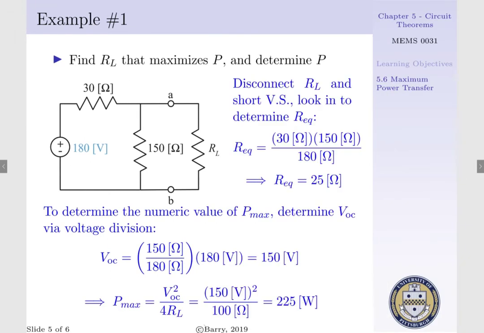Lastly, to determine our maximum power, all we have to do is calculate our open circuit voltage squared over 4 times our load resistance, which would be equal to 150 volts squared over 100 ohms, or 225 watts.